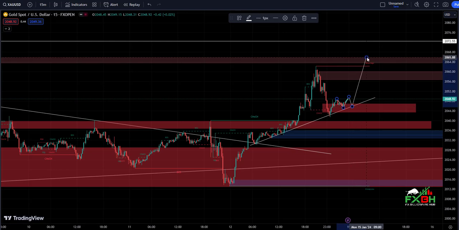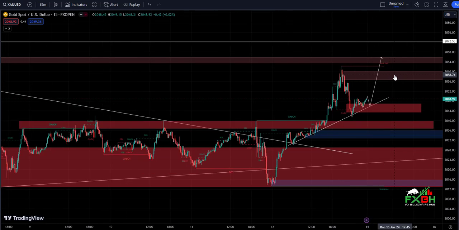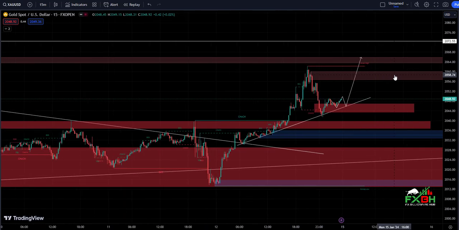And boom. Our final target is buy. That means it can go around 2060, 2064, or 2072, or 2078 as per H4 confirmation. So hopefully everything is clear now.